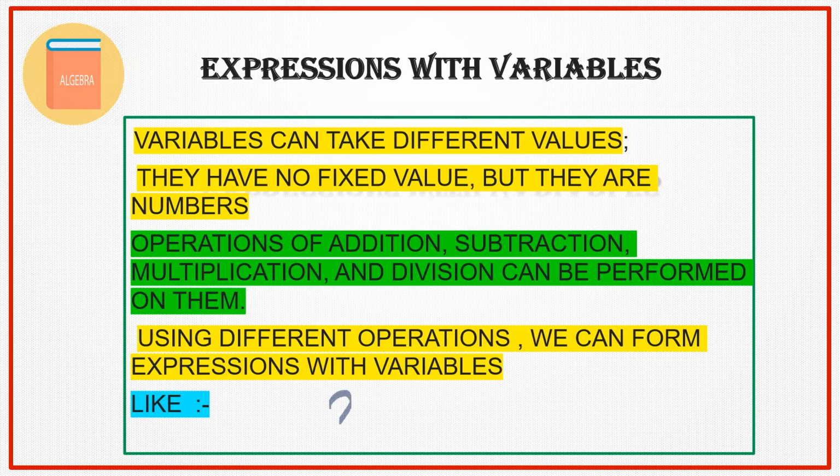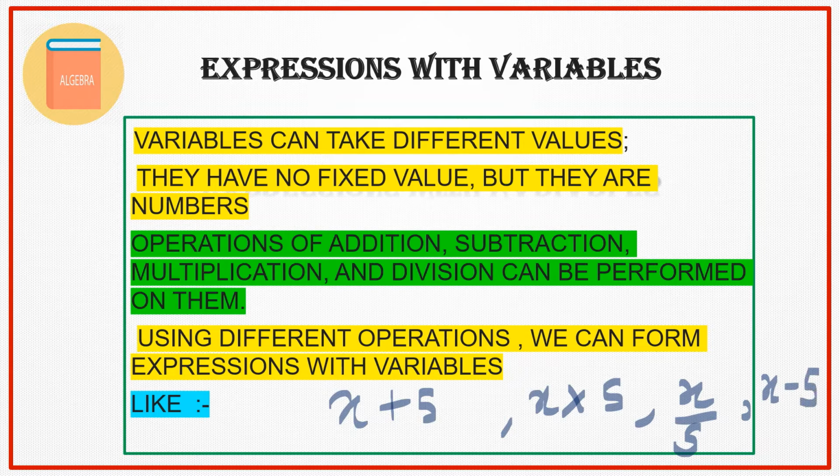We can do x plus 5, we can do x multiplied by 5, we can do x divided by 5, and we can also do x minus 5. So this is how we use different operations along with the variables and make some expressions.